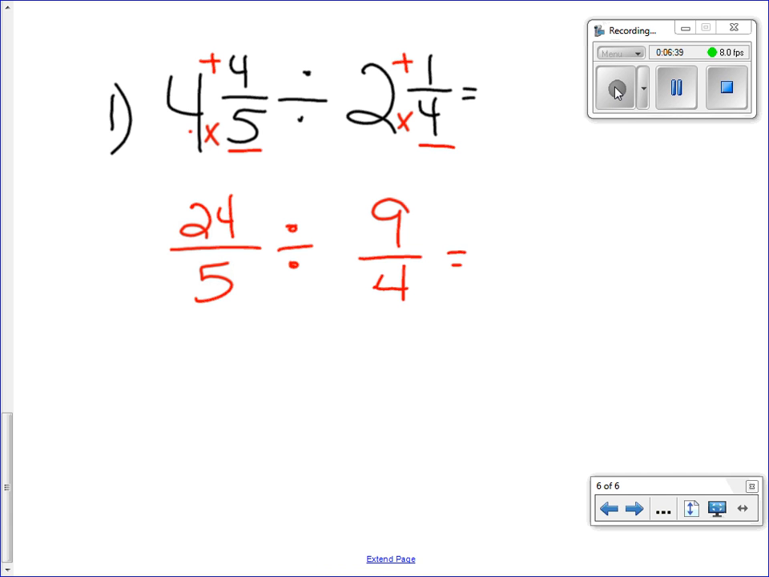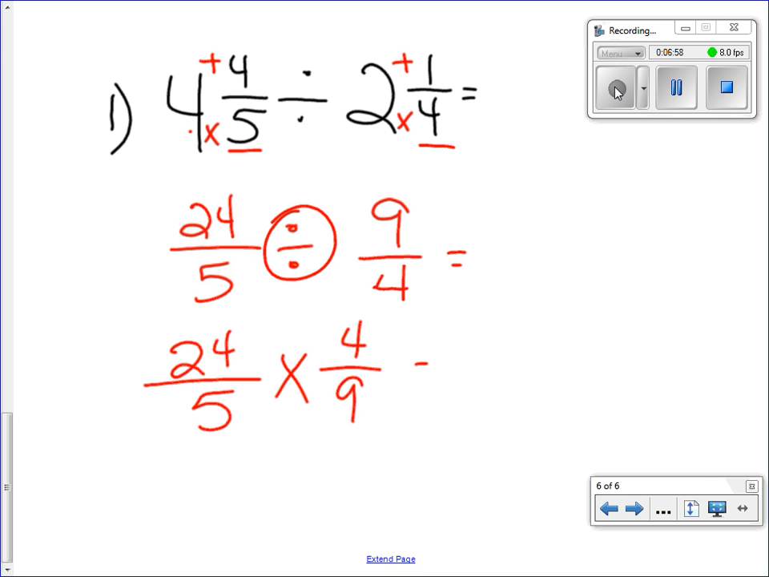And from here, since it's a division sign, we have one extra step. We need to do that keep, switch, and flip that we worked on yesterday. So we're going to keep the first fraction, switch the sign to multiplication, and then flip 9/4 to 4/9. That's called the reciprocal.